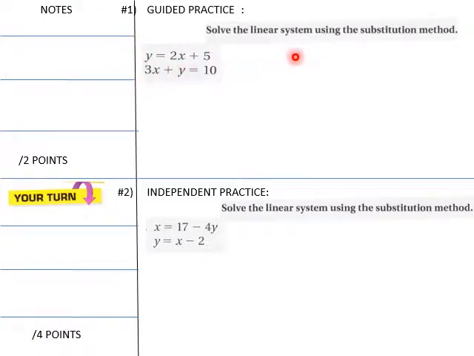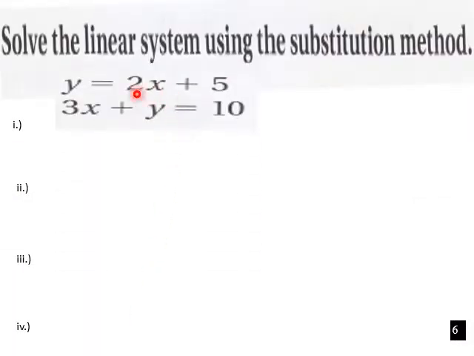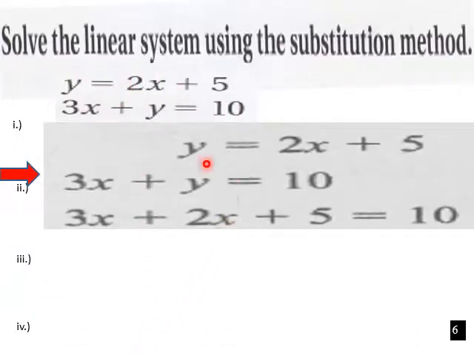Okay, our first guided practice. Students, this is for you. Watch how we do the guided practice here. So for our guided practice, here are the two equations in our system. Y equals 2x plus 5, and 3x plus y equals 10. So now we're going to put 2x plus 5 in for our y here. You put this into our second equation, equals 10.